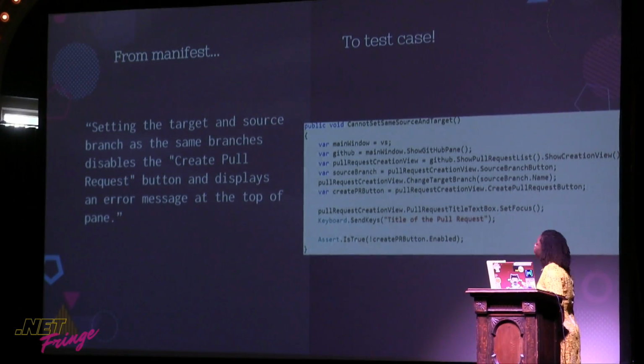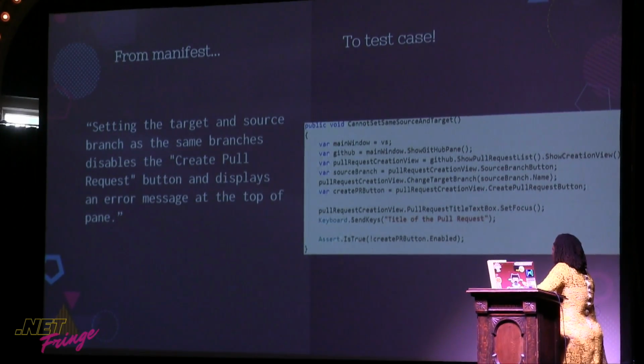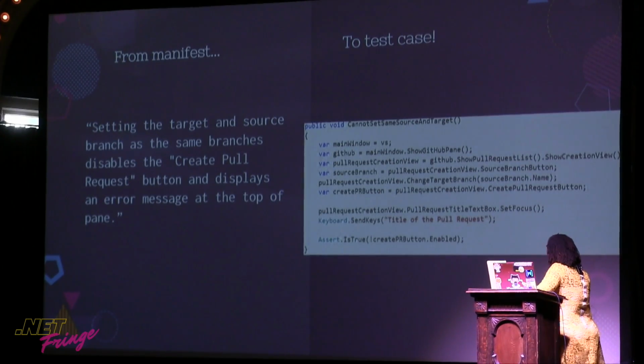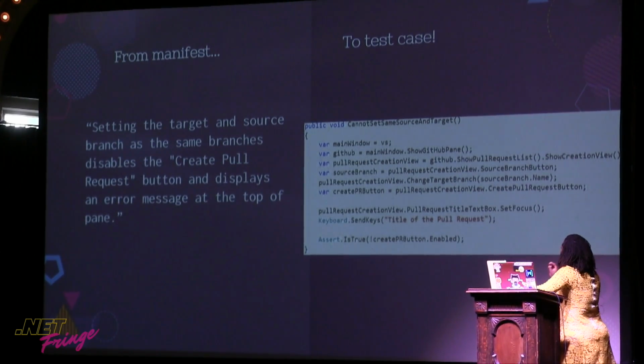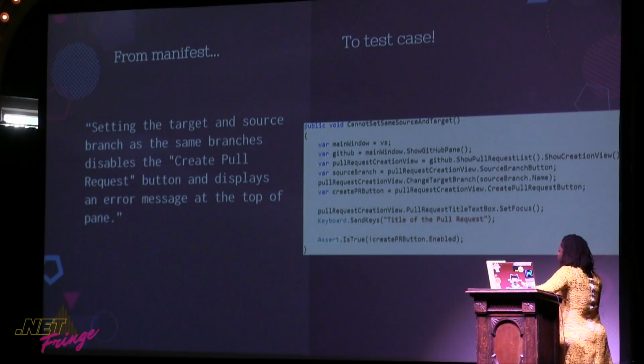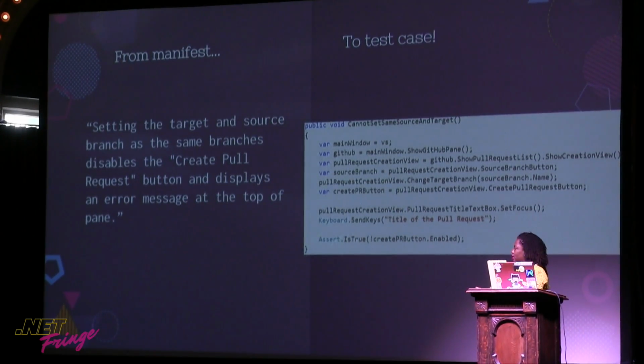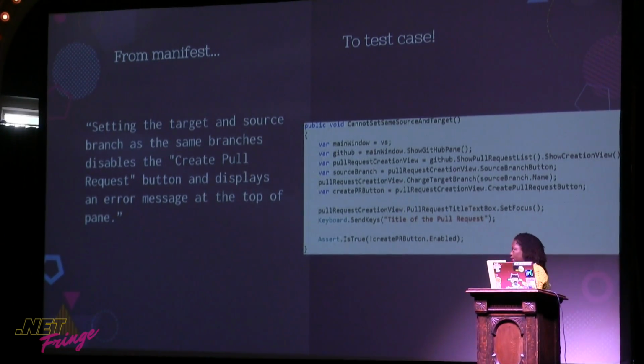So the way that we built our tests is we have this list. We call it the test manifest, and it's just this huge long list of manual steps to test when you're doing a release, or you're just testing master and making sure it looks good. So we take those manual steps and turn those into test cases. So this specific one here: when you make a pull request, your target branch and your source branch can't be the same, right?